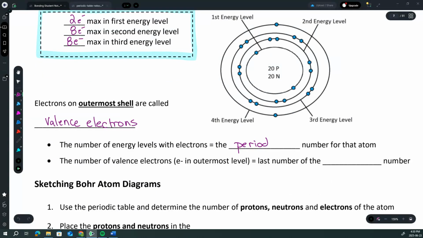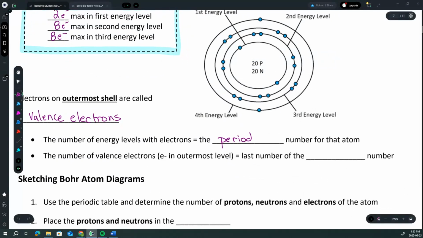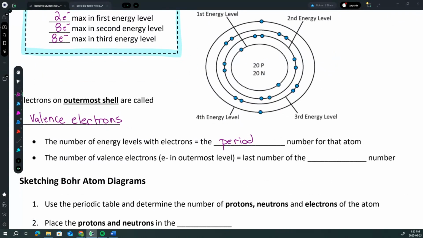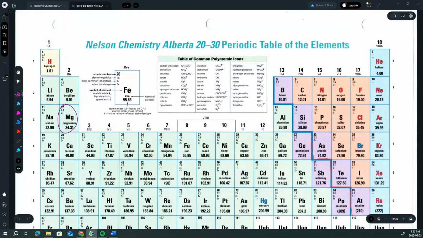Now, the number of valence electrons, the electrons in the outermost shell, is equal to the last digit of the group number. So what is the group number? The group number corresponds to each column in the periodic table. Hydrogen, lithium, sodium, potassium, rubidium, and so on, all of those elements are in group 1. So all of those elements are going to have 1 valence electron in their Bohr energy level diagram.